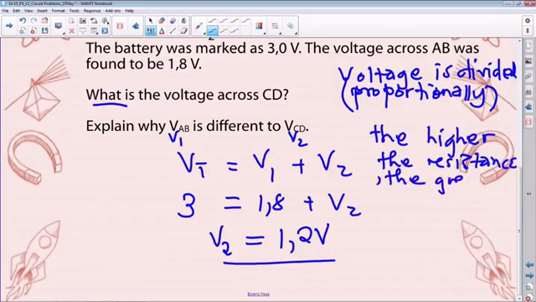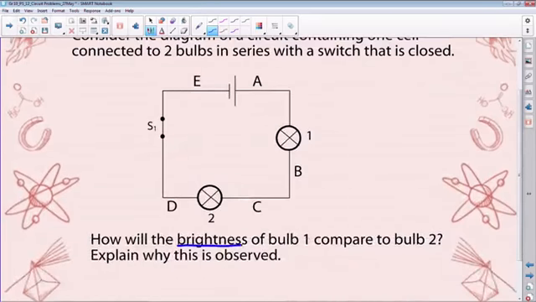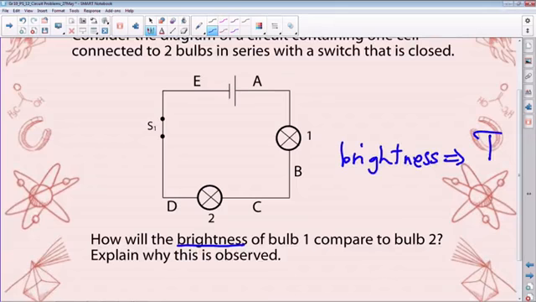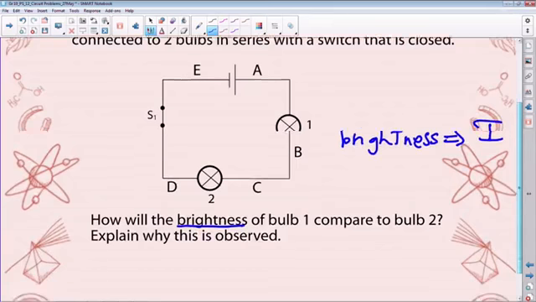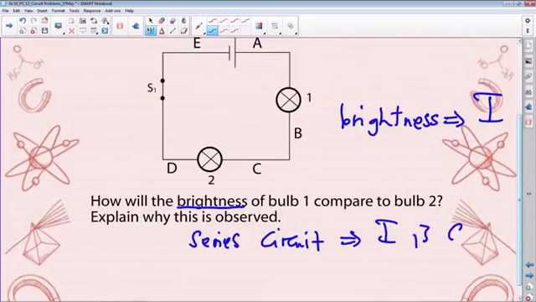That said, the same example continues and it talks about how the brightness will compare. Now we need to get something clear here. When we talk about brightness, brightness speaks to the quantity of current. Brightness implies current, so the higher the current, the greater the brightness. But this is a typical series circuit. So in any series circuit, we know that current remains constant.